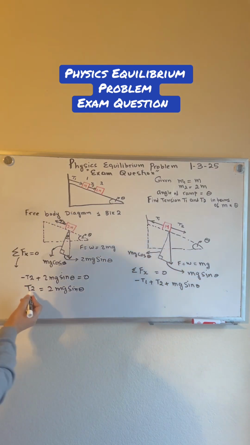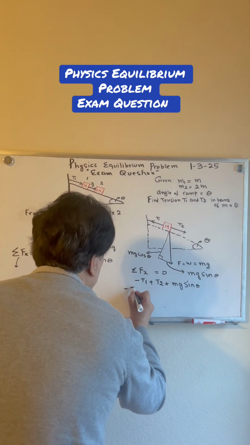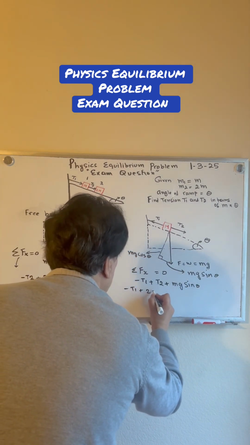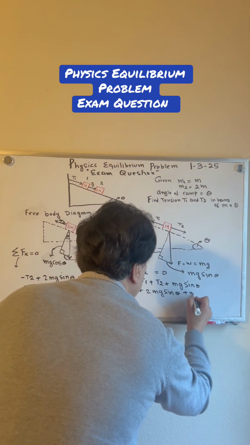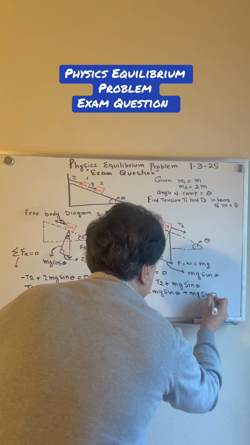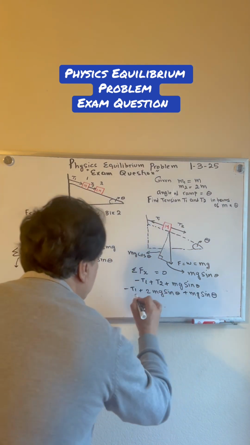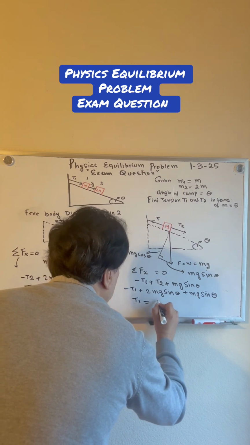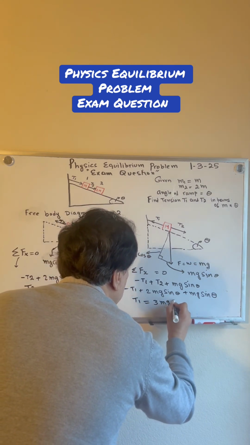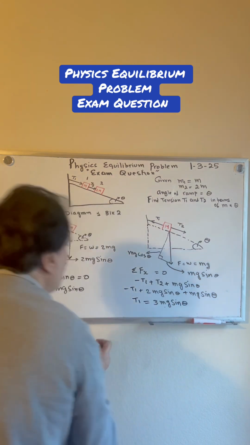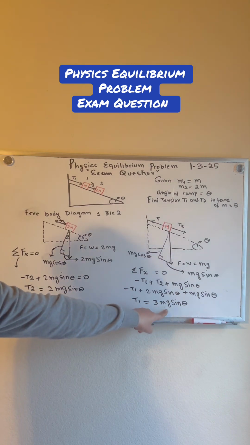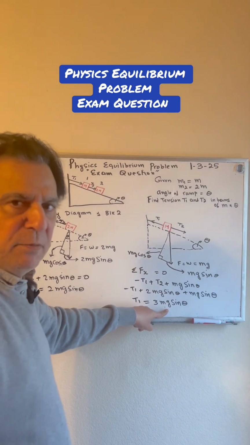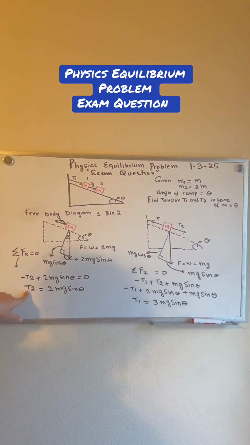just look right here. We already found T2. So we plug in the value of T2 in here: minus T1 plus 2mg sine theta plus mg sine theta. Okay, so if you rearrange this, tension 1, T1, is equal to 3mg sine theta. So we have successfully found tension 1 in terms of m and theta. g is just a constant, it's 9.8 meters per second squared. And then we found T2 also.